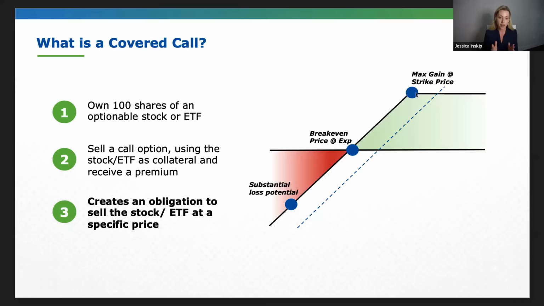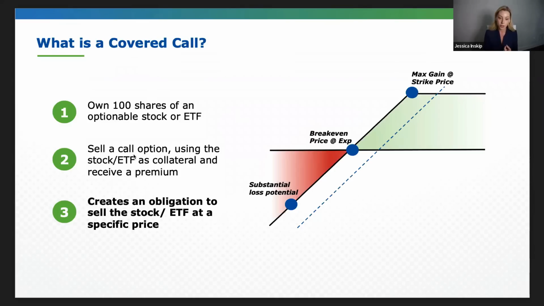But the strategy as a whole, and this is inclusive of the poor man's covered call, is neutral to bullish. So know that if you're going to implement this strategy, you are bullish on an underlying security of some sort. So that's the important part that I want you to take away from this.